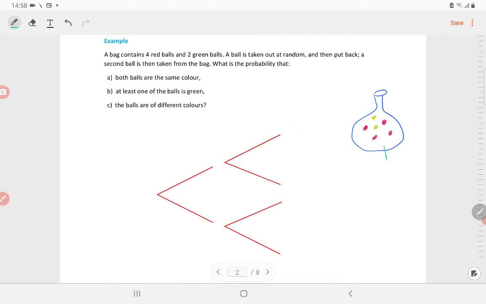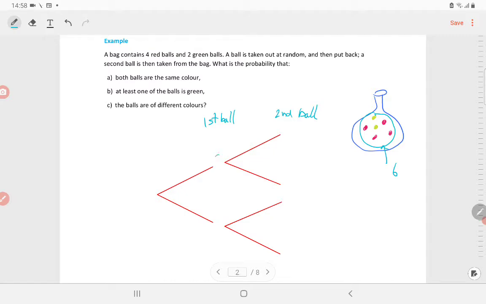So first thing to do, how many balls are in the bag? There are 6. Okay. So this is going to be the first ball. We write above here, and the second ball is here.